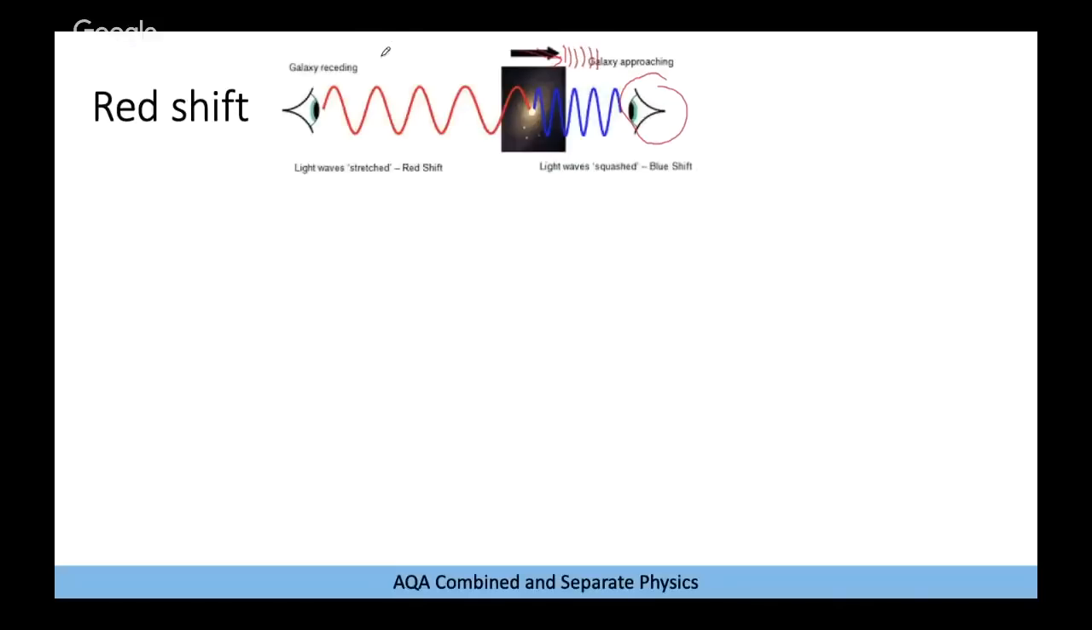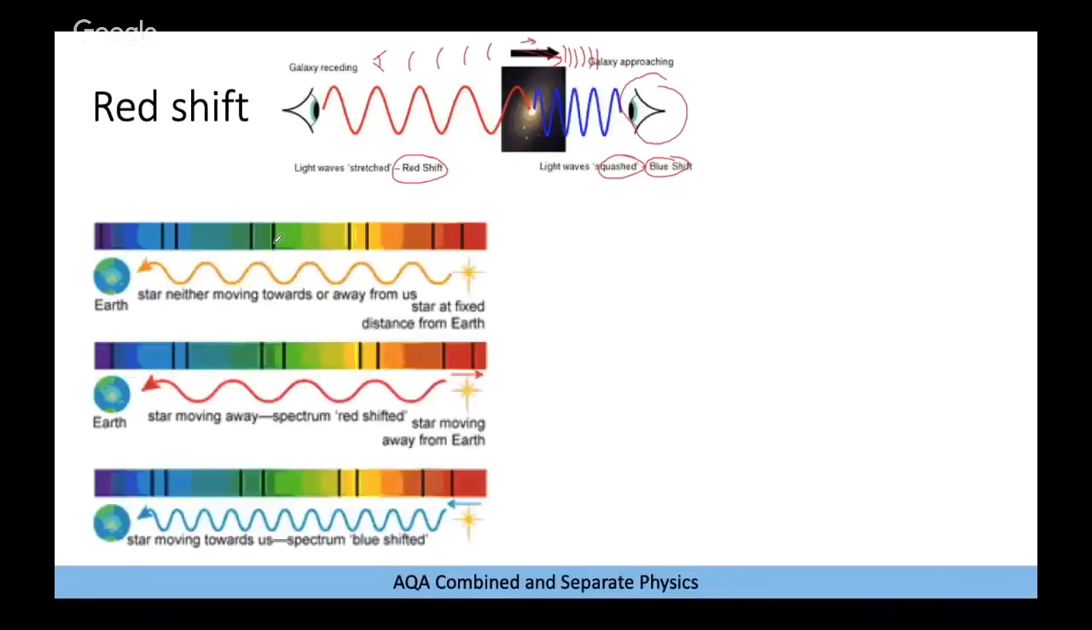And similarly, if I have an eye over here looking at this light, and the object is moving away from me, each time it gives out that same frequency of wave, the waves are going to be spread out. So light waves are stretched, showing redshift, and light waves can be squashed, showing something called blueshift.